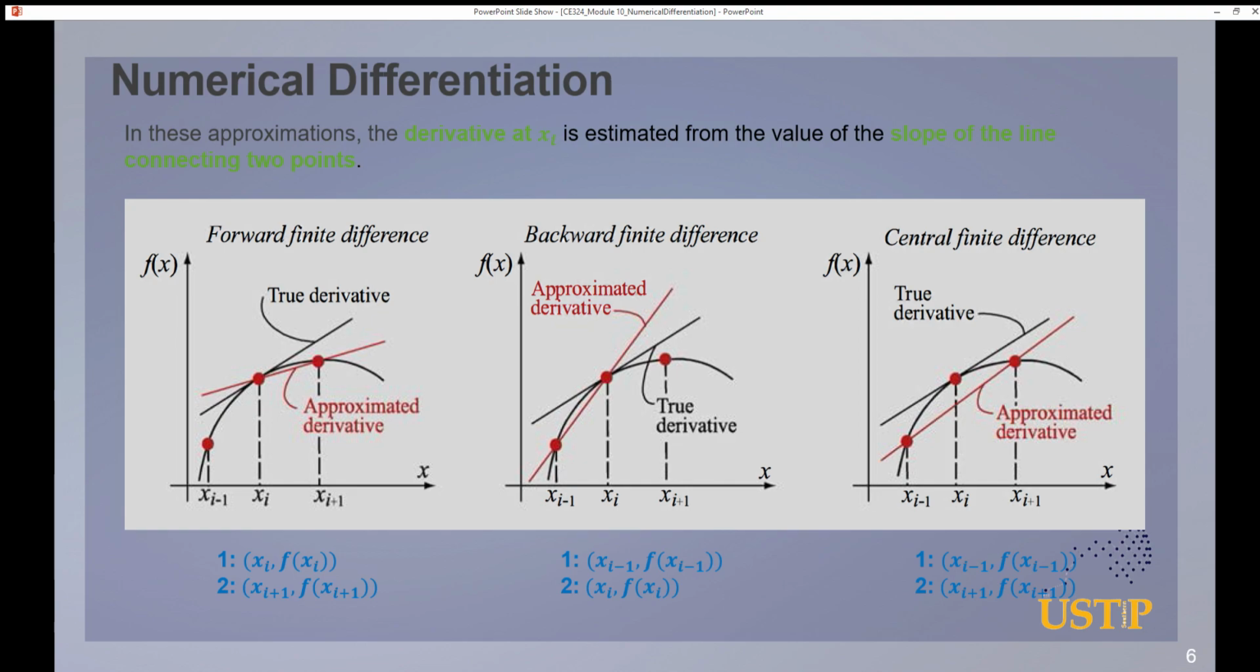What does this mean? The results differ depending on the technique. Meaning for each technique there are advantages and disadvantages. It's not all the time that backward is better compared to forward, and central is not always the champion. It depends on the shape of the curve.